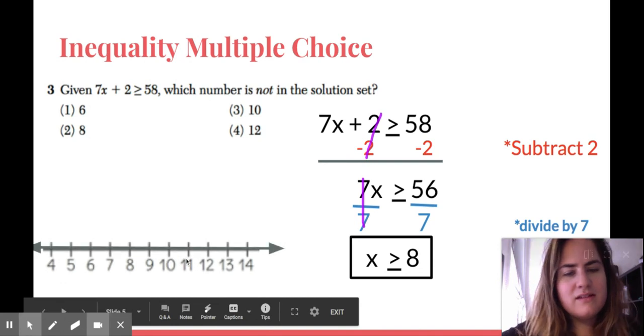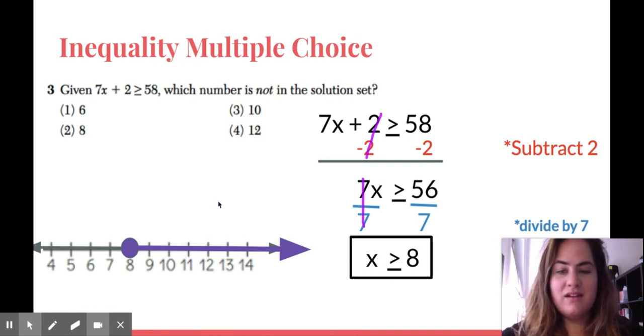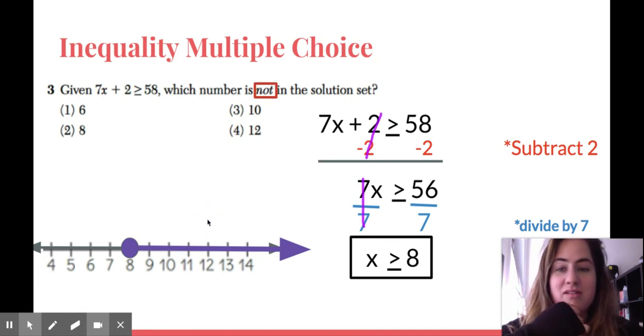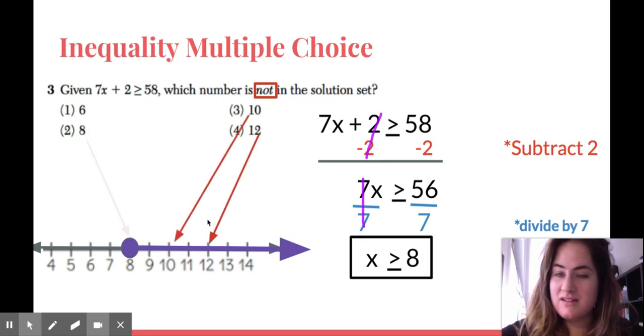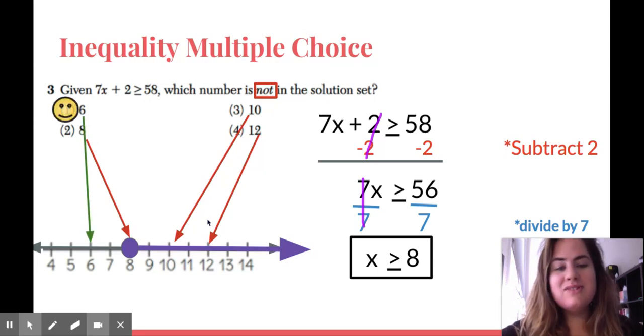So really, x is greater than or equal to 8 means that we have 8 as a solution. We also have 9, 10, 11, and 12, and 13. So it looks like we want the number that's actually not a solution. So 12 is a solution, 10 is a solution, 8 is a solution, 6 is the only one that's not a solution, so that would be my answer.